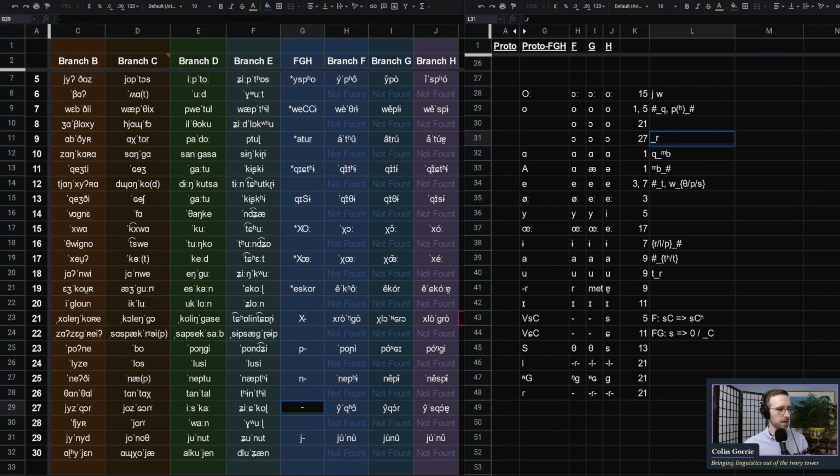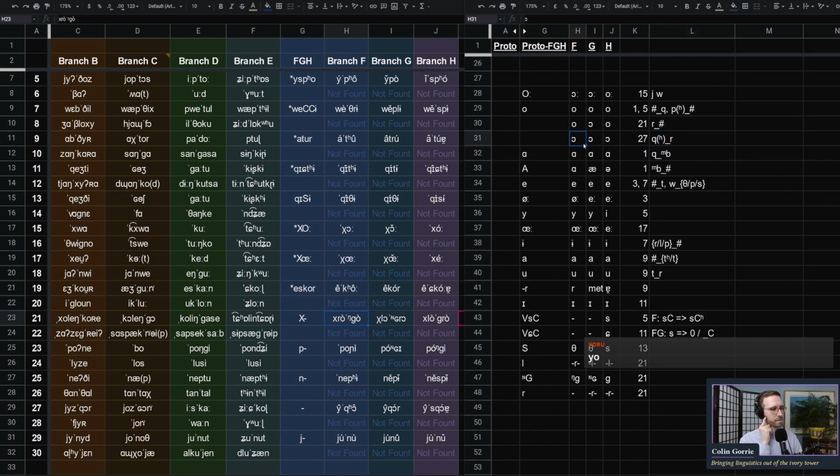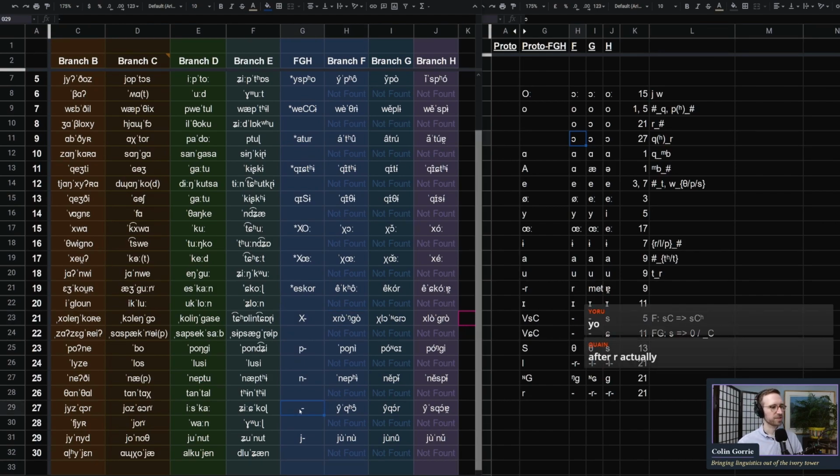So this is after Q and before R. And this one in 21 is word final after G. Maybe a prenasalized, maybe a... Oh no, sorry, it's after R. Mm-hmm. Interesting.